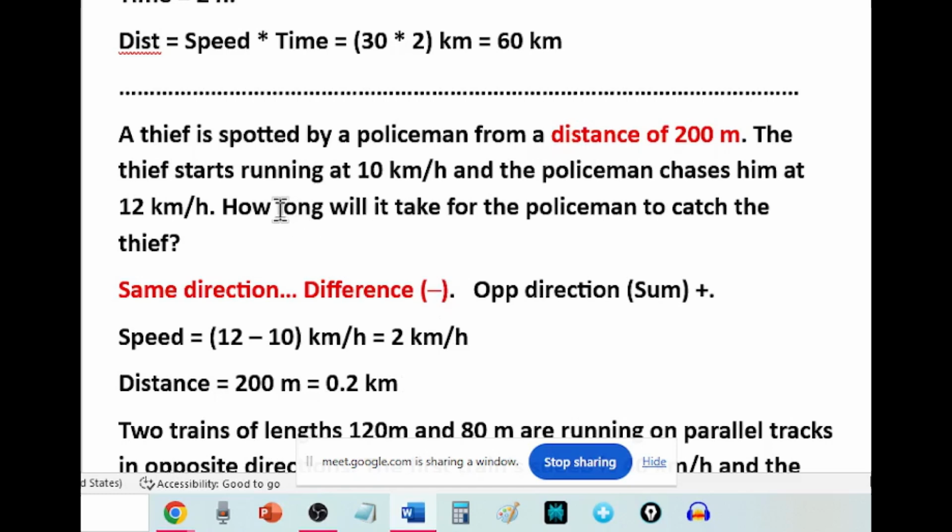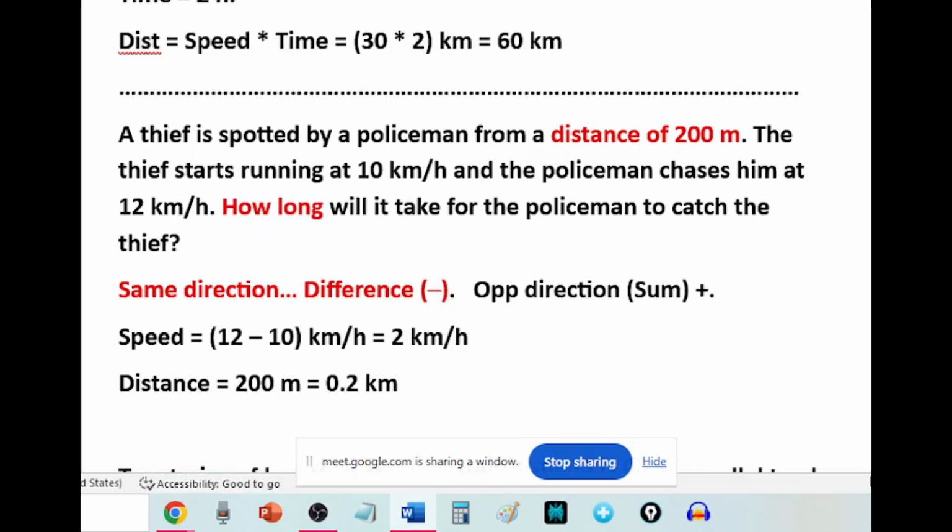Time. How long? You have to find the time. How long, of course, can mean distance, but in this case it means the time. How much time? So time will be what? Formula? Time will be equal to distance divided by speed.